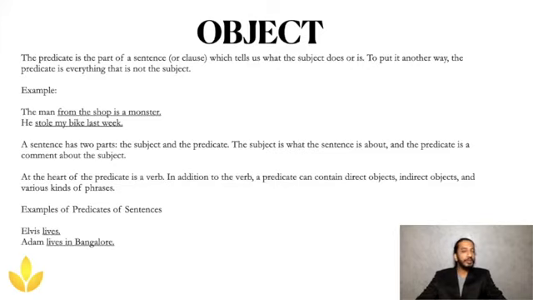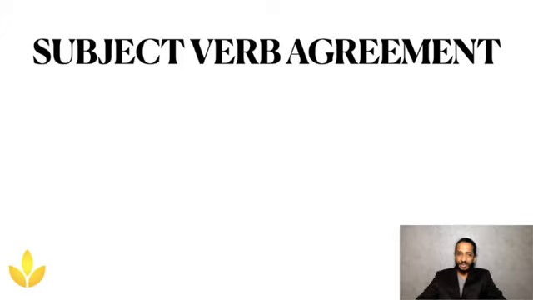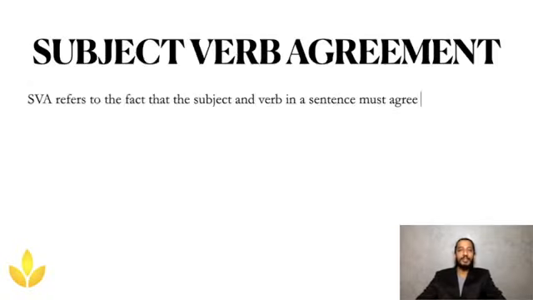Now that you know what a subject is, what a verb is, and what an object or a predicate is, it's time to understand what subject-verb agreement is. Subject-verb agreement, or SVA, refers to the fact that the subject and verb in a sentence must agree in number.